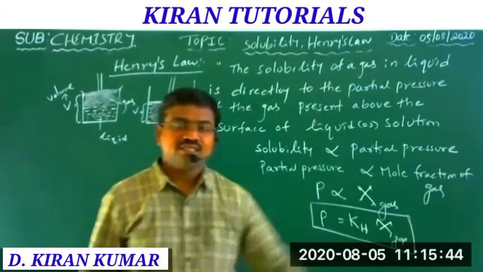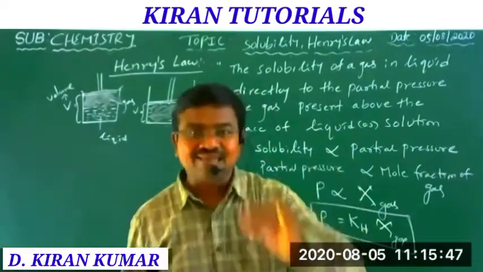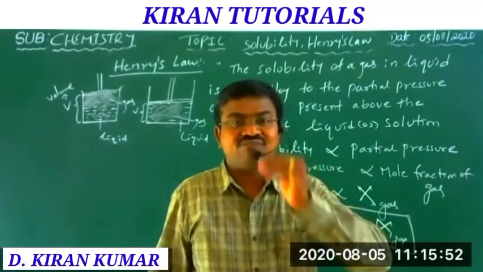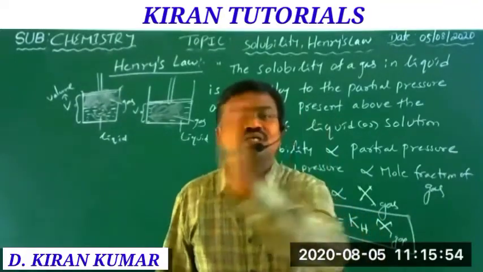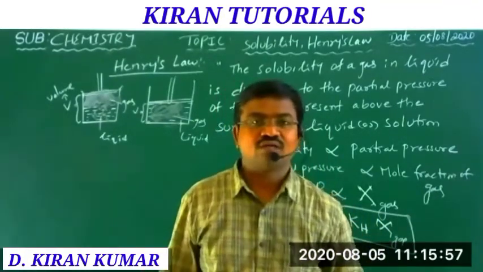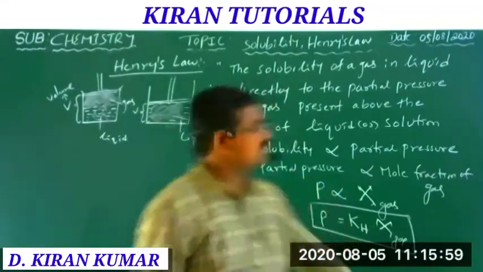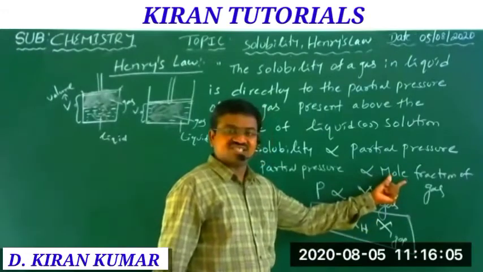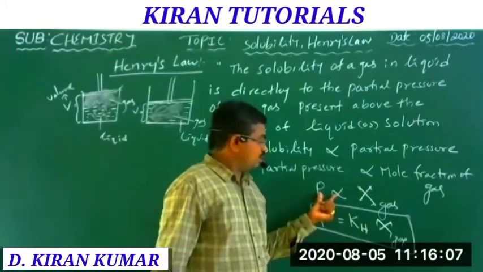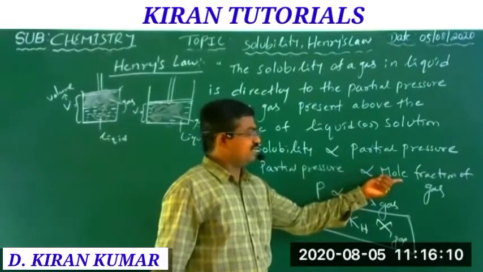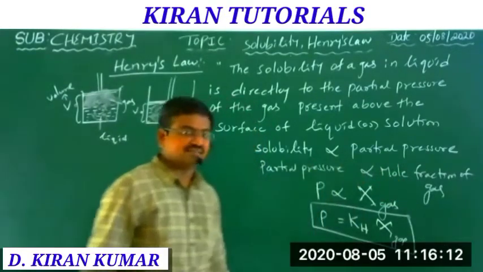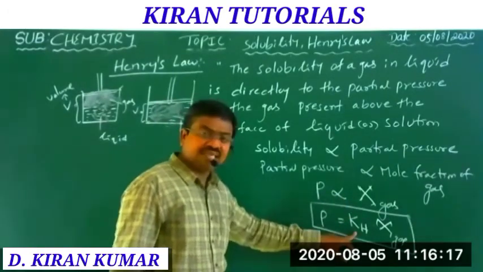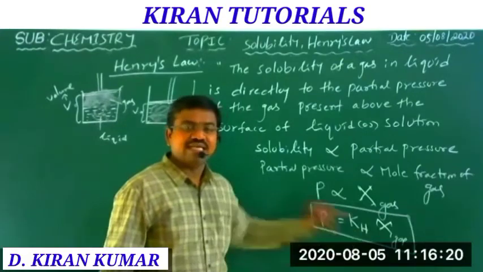Henry's law. Clear? The solubility of a gas in liquid is directly proportional to the partial pressure of the gas present above the surface of a solution or liquid. So it is Henry's law. So partial pressure is directly proportional to mole fraction. Mole fraction represents the solubility of a gas. If you remove this proportionality, we write KH. KH is the Henry constant.